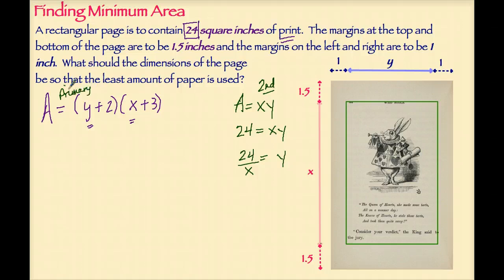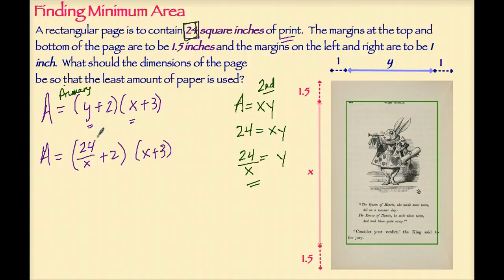Yes, they're both area formulas, but one is the area of just the print. I had the numeric value for that. And then of course the other is the area of the page. Since I'm minimizing the area of the page, that's my primary equation. This was the secondary equation, useful because it allowed me to solve for one variable in terms of the other. Now let's rewrite my primary equation, making that substitution. A is going to equal now (24 over x plus 2) times (x plus 3).